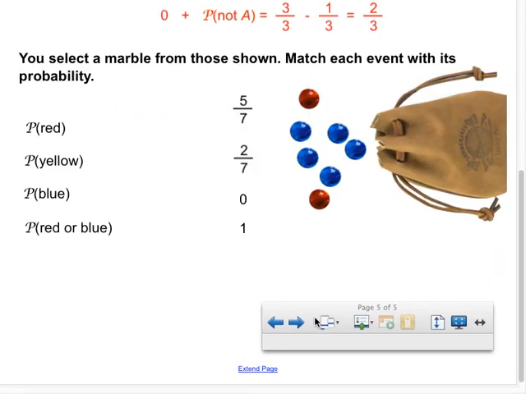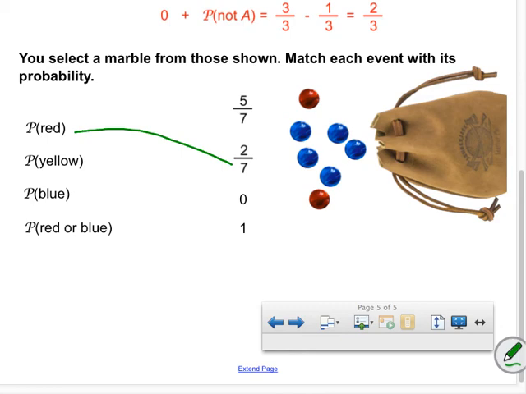All right, so you select a marble from those shown. Match each event with this probability. What is the probability of selecting a red marble? Which one of these does it go with? Raise your hand, please don't call out. Joseph, what's the probability of selecting red? Which one of these would I match it to? 2/7, very good. There's 2 red, and there's 7 total marbles.